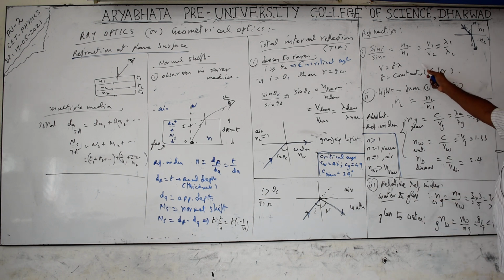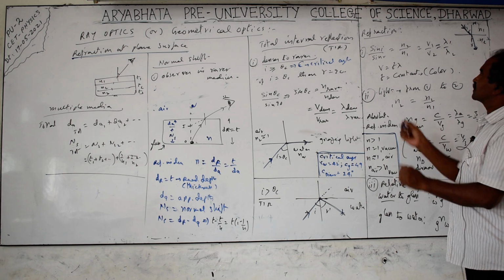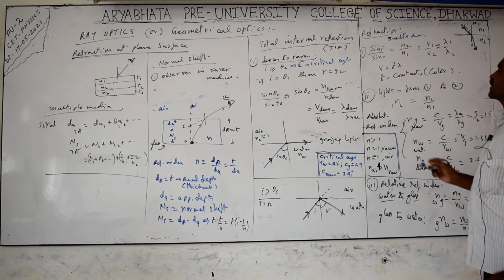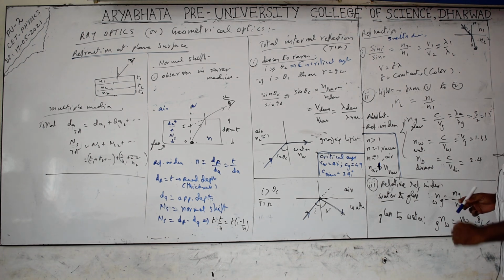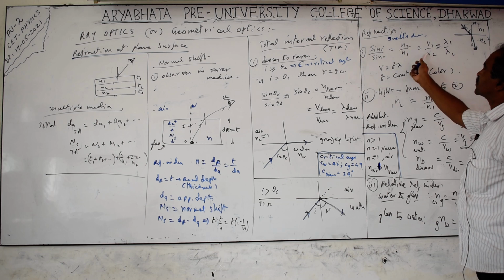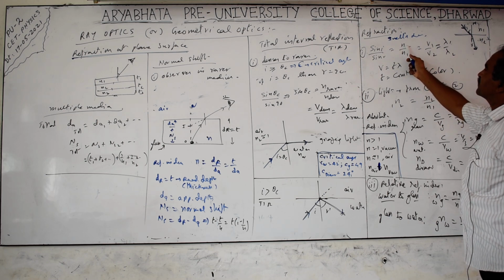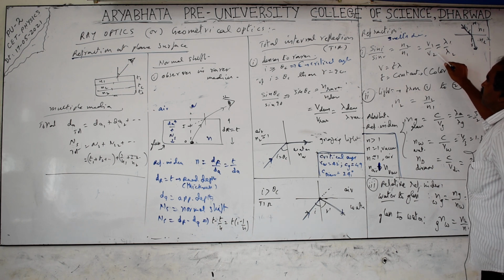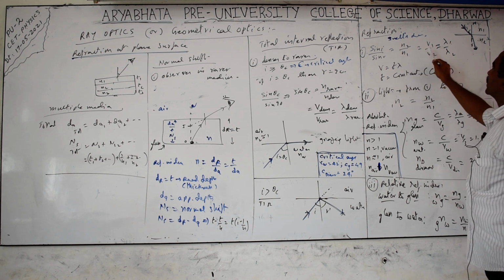This is Snell's law of refraction. What is Snell's law? sin i / sin r = n2 / n1, the sine of the angle of incidence to the sine of the angle of refraction, for the first medium and second medium, equal to the reverse ratio of the refractive indices: second medium refractive index by first medium refractive index. Refractive index is inversely related to the velocity of light, so n2/n1 means v1/v2.